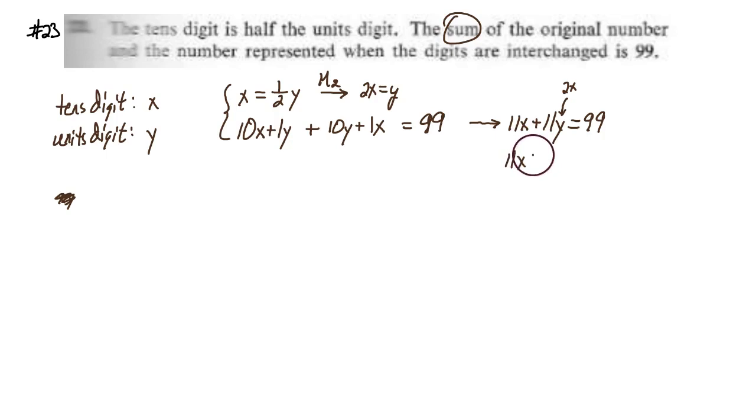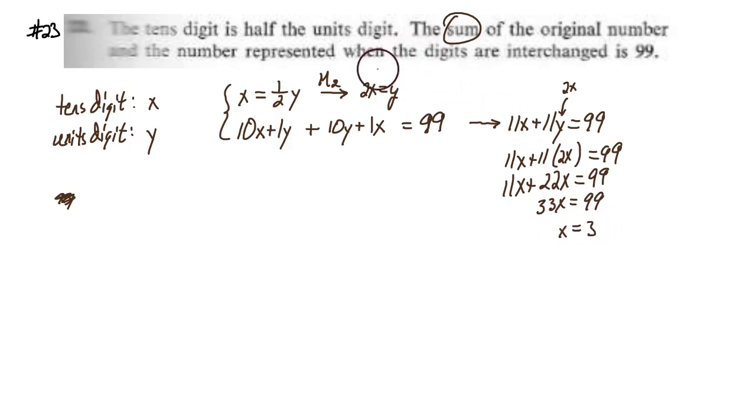So 11x plus 11 times 2x is equal to 99. This makes 11x plus 22x equals 99. 33x equals 99. Therefore, x equals 3. If x is equal to 3, then 2 times 3, which is 6, is equal to y. Our original number has 3 in the tens position and 6 in the units position. The number is 36.